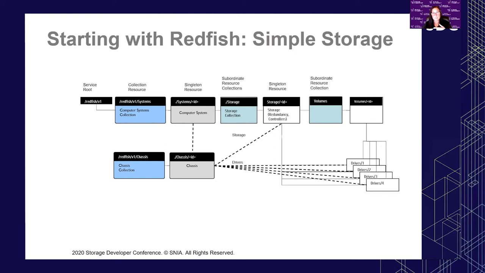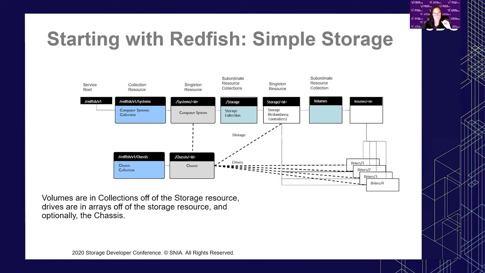What we've done is basically said, okay, those are good starting components. However, we have a lot more functionality and a lot more scalability needs. We want to extend the model, so let's use that as a good starting point rather than creating something completely different. So the basic model here, volumes are in these collections.